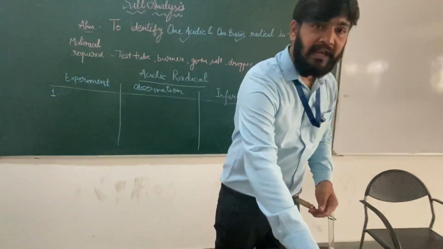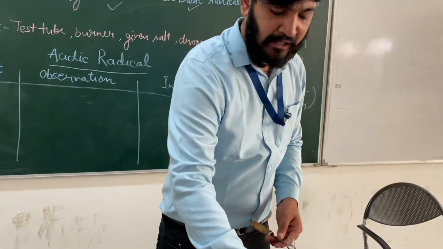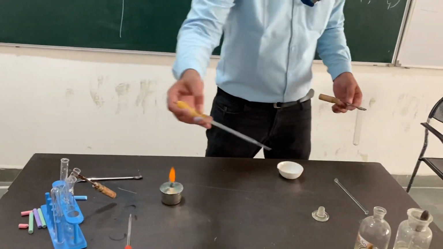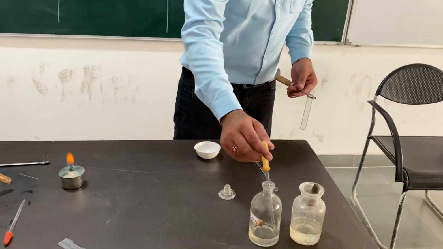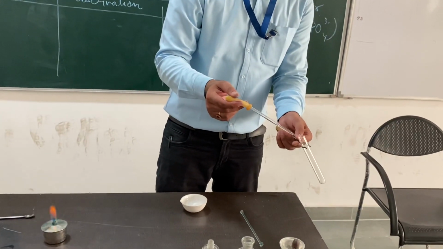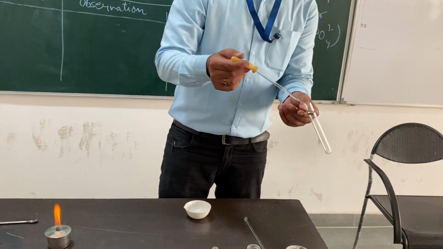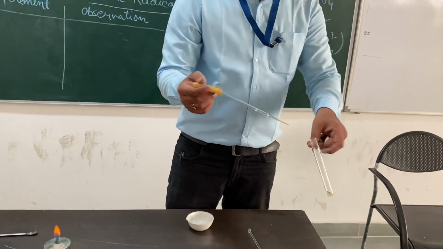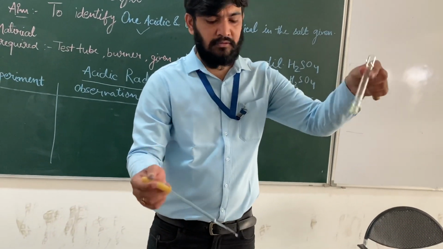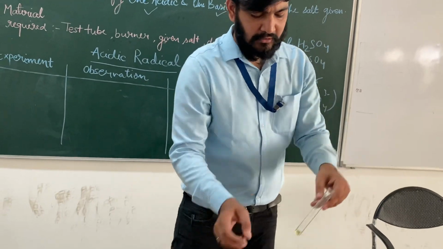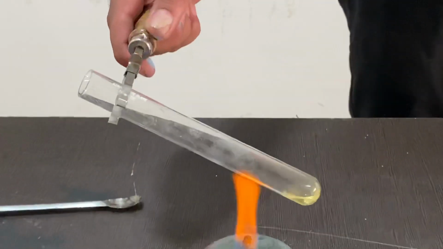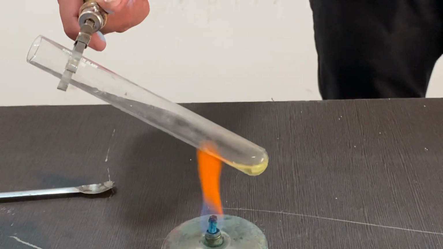Here, two acid bottles are kept. One is for dilute and second is for concentrated. Now what you will do, you will take out some dilute H2SO4 with the help of a dropper. This is known as a dropper. You will add your dilute H2SO4 into the test tube and then you will heat the test tube. Heat it gently. It should be placed at an inclined position.